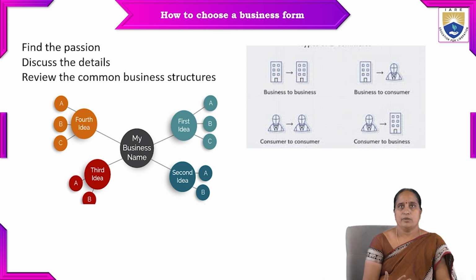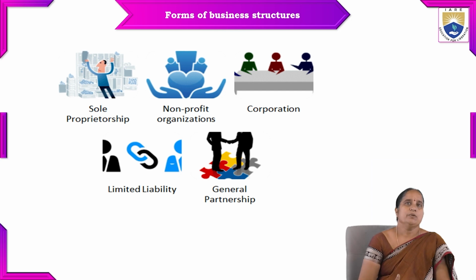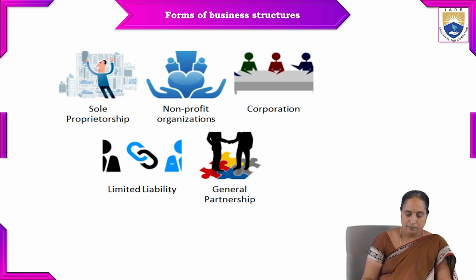When we are talking about how to choose a business form, it means whether it is business to business or business to consumer, whether it is B2B or B2C or C2C or C2B. What kind of business would you like to deal with? Based on that, we have to select that type of business form. Then coming to the forms of business structures, we have different types. The first one is sole proprietorship, second is non-profit organizations, next corporations, limited liability and general partnership.